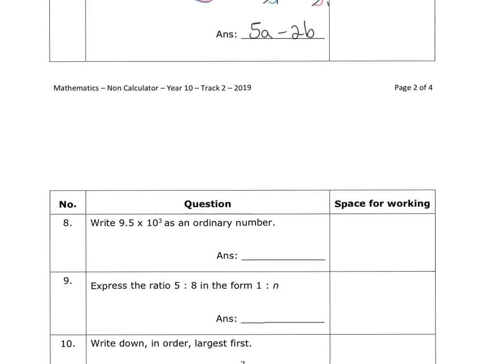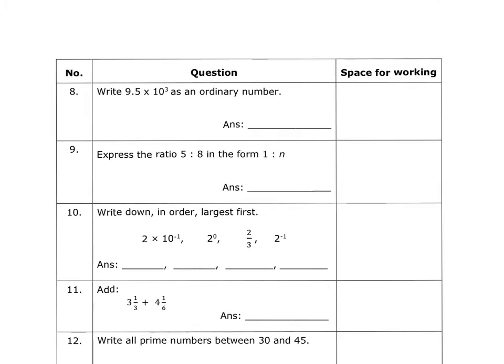Next question, next page, question 8. Write 9.5 times 10 to the power of 3 as a normal ordinary number. Times 10 to the power of 3 means times 10 three times: times 10, times 10, times 10. So that means we move the point 3 times to the right. 1 after the 5, 2 and 3. And we fill in those blanks with zeros. So that is 9,500. The point is here, 0.0, but we don't need that, okay? So 9,500 is enough.